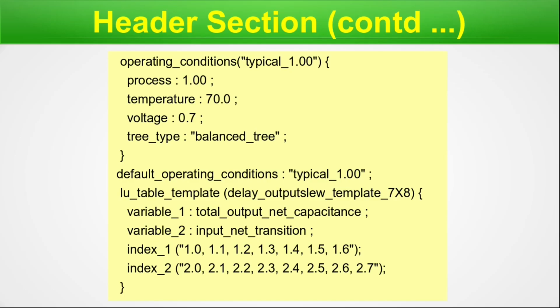In upcoming sections, this particular LU table template will not be mentioned. Only the explicit table will be there. So there only index 1, index 2 or variable 1, variable 2 will be mentioned, but these names will not be there. I emphasize, the names will not be there in the examples in upcoming slides. Another thing: in the operating conditions above, we have kept 1. There could be more than 1, and the default one will be picked up by the default operating conditions. We are done with this particular slide, so let's move on.